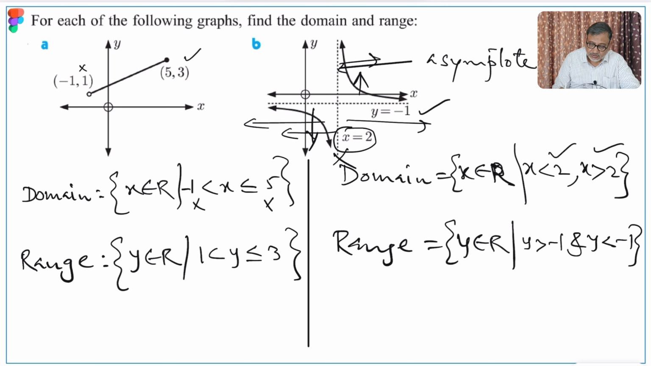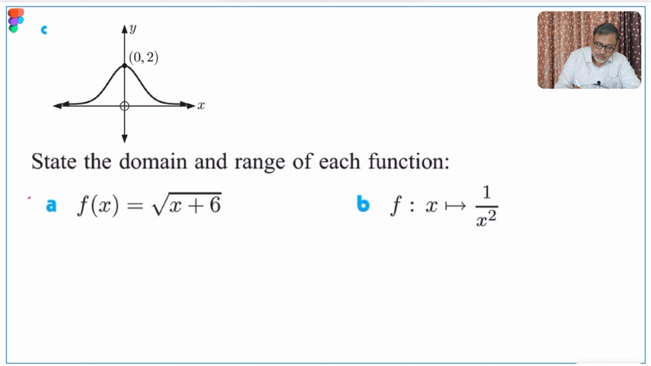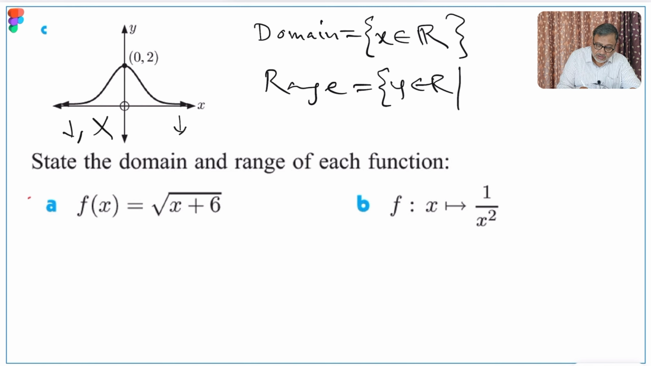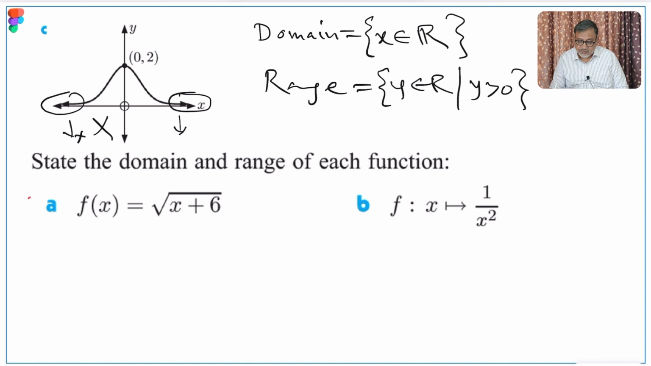But look here, this was above, so the domain will be what? By now you understood the x values. How are the x values? It is going to the right, it is going to the left, anywhere, so x belongs to R. And the range, the y value, how should the y value be? It is not going below the x-axis, so no negative y values, only positive, and it will not meet the x-axis also, okay? So y greater than 0. That's it.